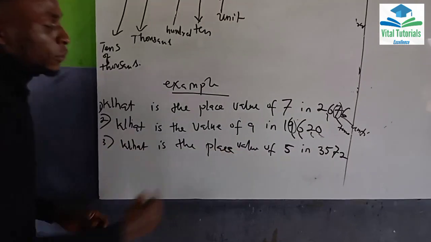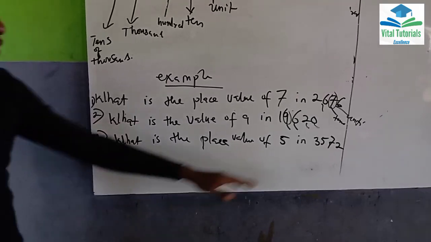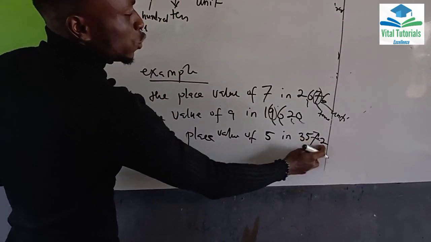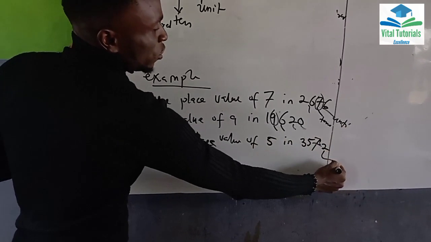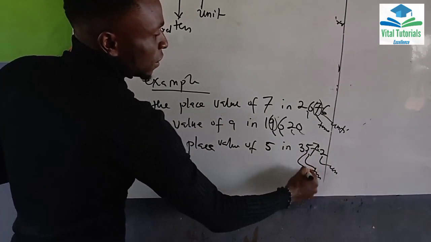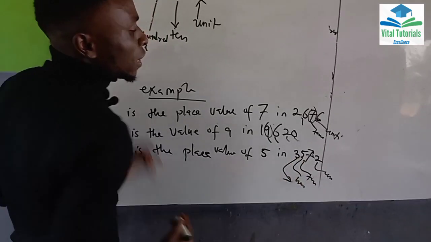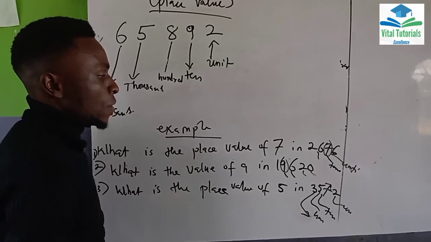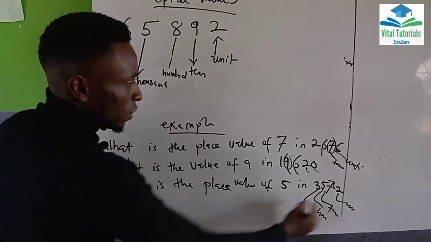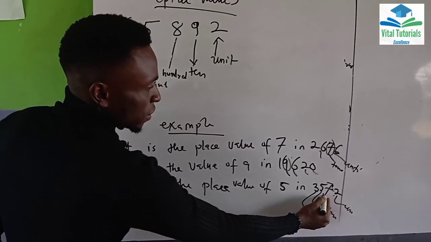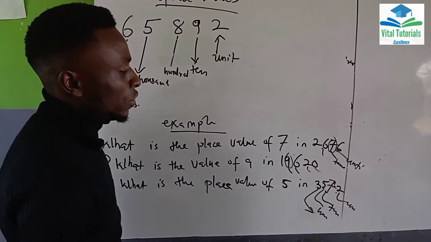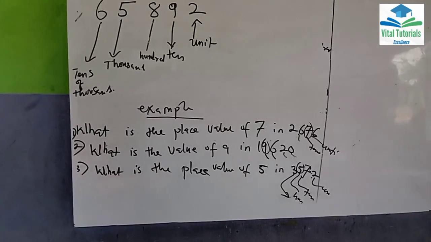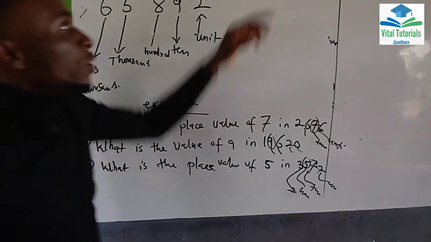Then come to the last one: what is the place value of 5 in these digits? This is 3572. You start from the right hand side again. You say this is the units, this is the tens, this is the hundreds, while this is the thousands. You can therefore see that the place value of this 5 is hundreds. Therefore, the place value of 5 in these digits is hundreds.